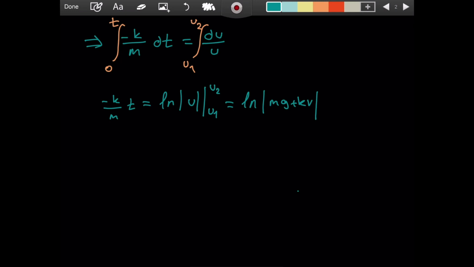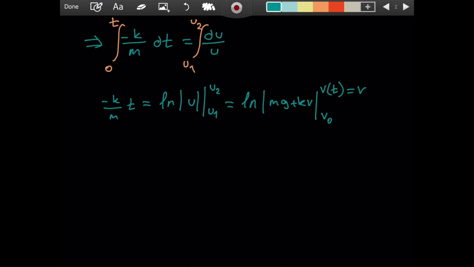For the boundaries now, at time 0 we have an initial velocity, v naught. For time t, we have the general function of velocity that we are trying to find, which is v of t. Alright? And I'm just going to write this as v just to keep it short. That is the only reason behind this action.